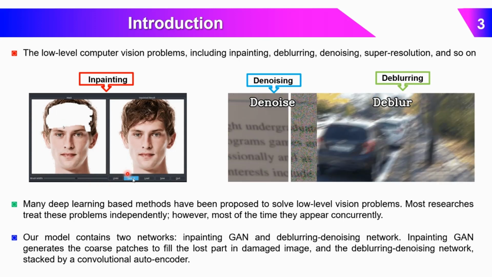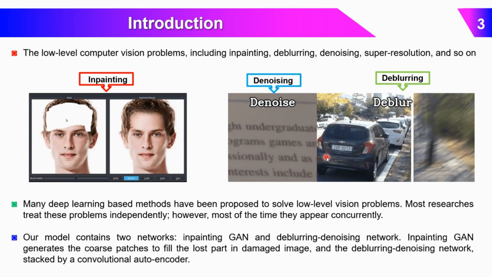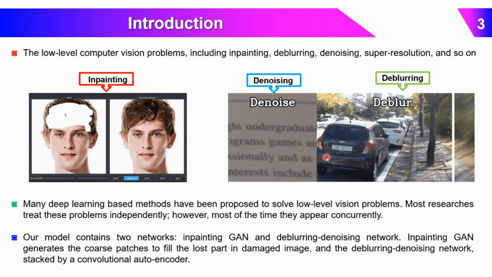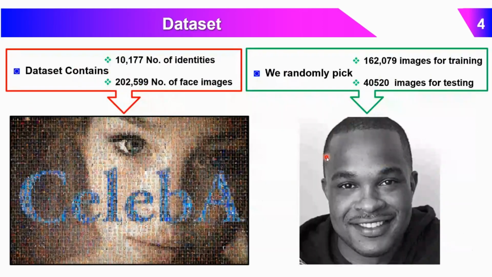And the deblurring and denoising part is self-explanatory. Most of the approaches deal with these problems independently, and most of the time in-painted images suffer from noise and blur while producing the missing region. But our model could take an incomplete or damaged image and fill it properly, then denoise and deblur the image.